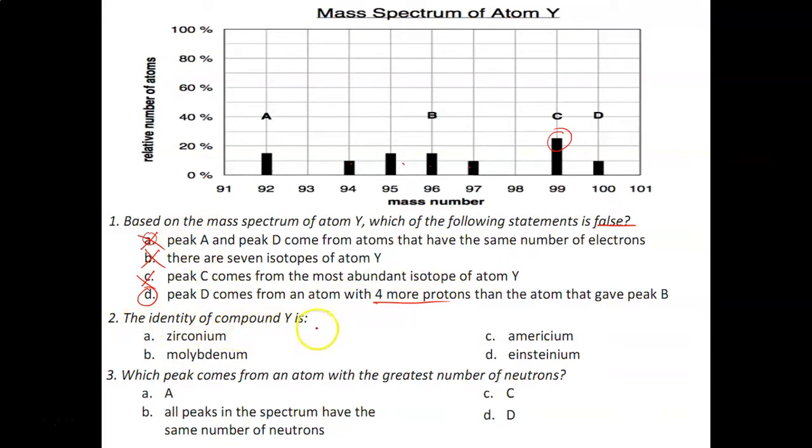2, the identity of compound Y is, well, where's Y located? If you looked in the periodic table, you want the majority of the mass to be coming from here. So it's definitely not 99 and 100. That's definitely no. It's not anywhere near that. So then we look in the periodic table and ask which one of these it matches up most with.